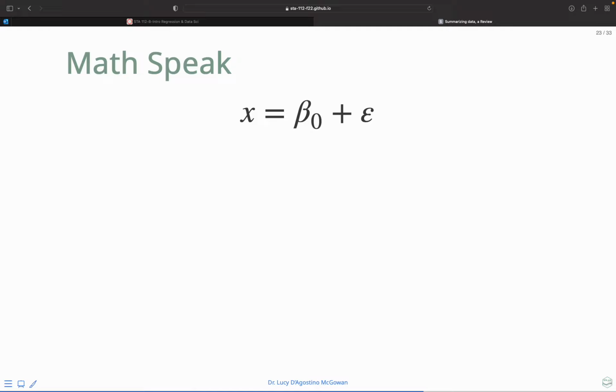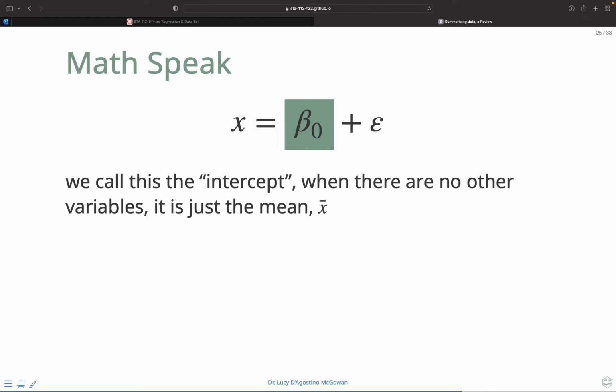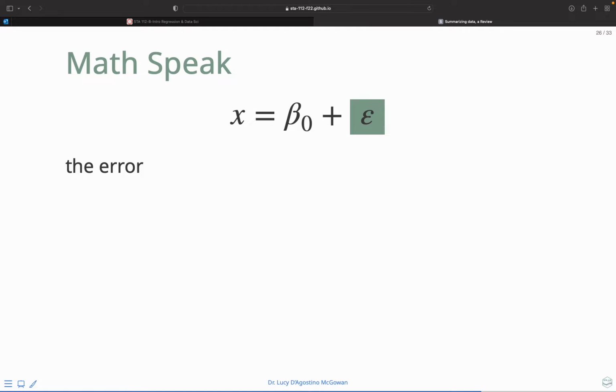So putting this back into math speak, we could write it like this, where our data here is x, those are our observed values, and that is equal to beta 0, which is what I'm going to call my mean that I've estimated, in this case that 4.8, plus some error term. And x here is actually a vector of values from x1 to xn, so in our case, it would be those 5 values that we observed. And beta 0, we call this the intercept when there are no other variables. It's just the mean, that x bar. And then epsilon is going to be my error term.